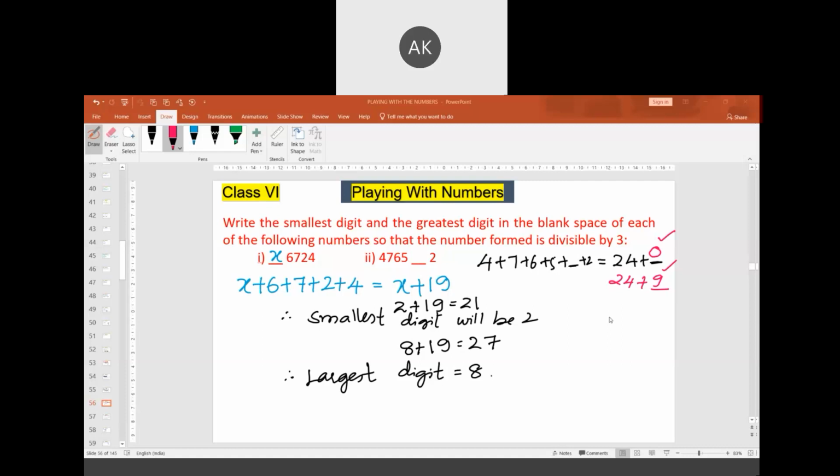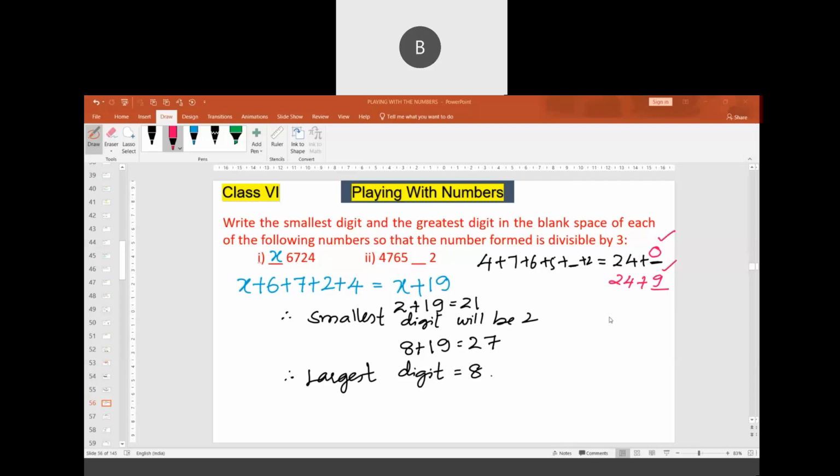Yes, sir. I have written 9 here. You are telling 3 should be written. Yes, 3 also comes, sir. 24 plus 3 equals 27. 3 is divided, but it is not divided by the greatest.